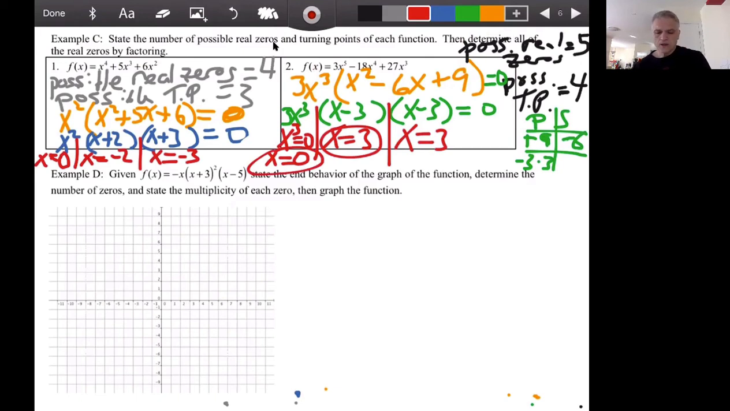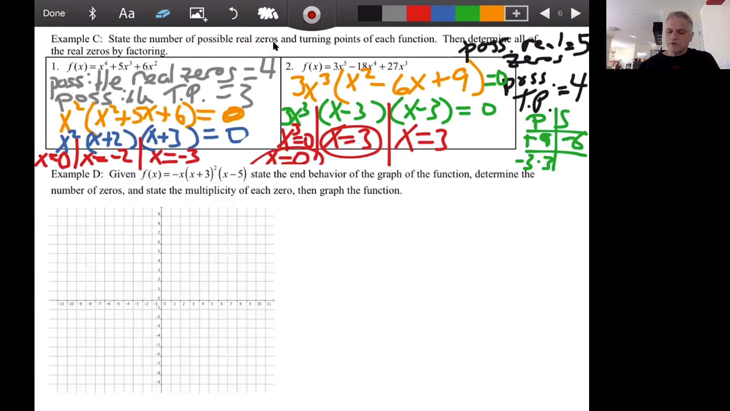All right. So now let's look at our last question here. Example D. Given f of x equals negative x times x plus 3 squared times x minus 5. State the end behavior of the graph. Determine the number of zeros. State the multiplicity of each 0. Then graph the function. Now we're going to have some fun. This is going to be where we are the calculator. All right. So check this out.